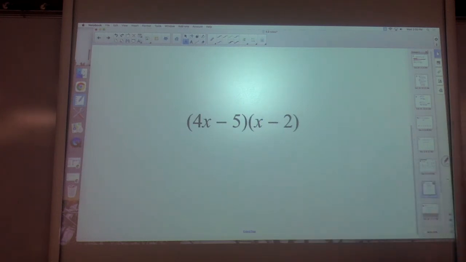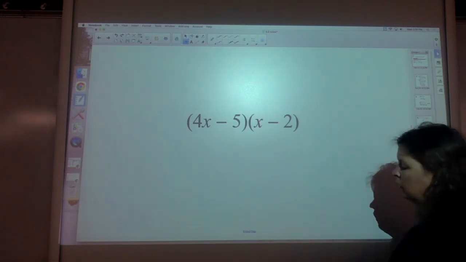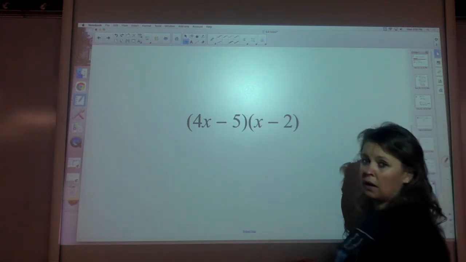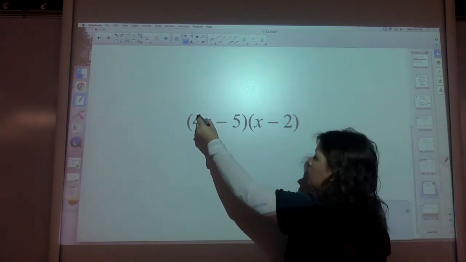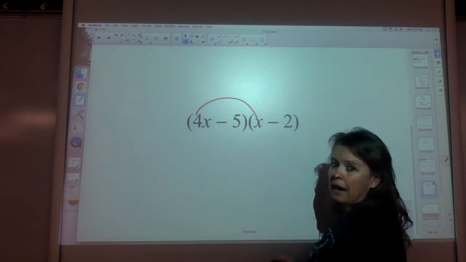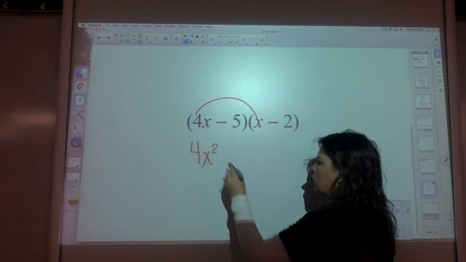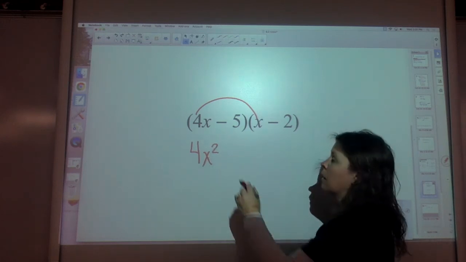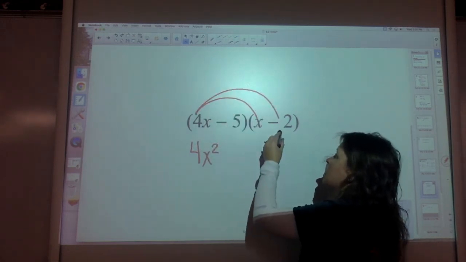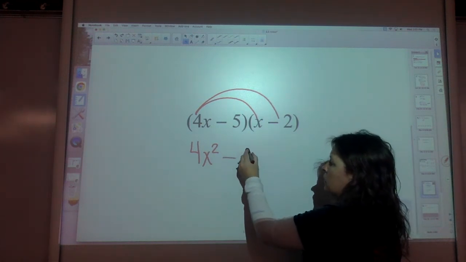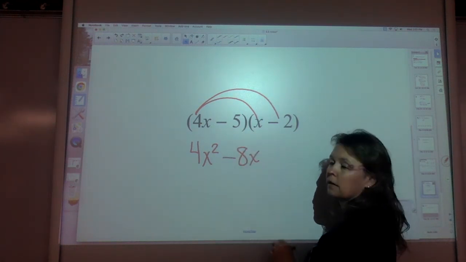And let's try it with some negatives. Write this down: 4x minus 5 times x minus 2. Just keep track. Go slow. Use a calculator if you need to for negatives. 4x times x is 4x squared. 4x times negative 2 is negative 8x.